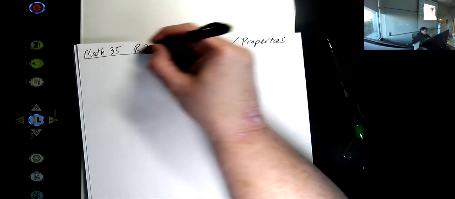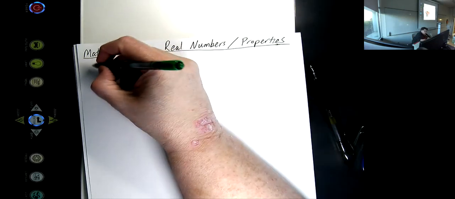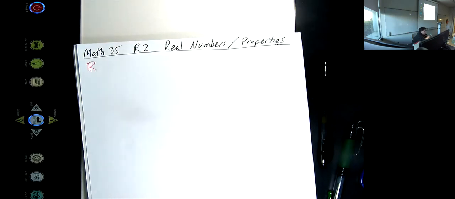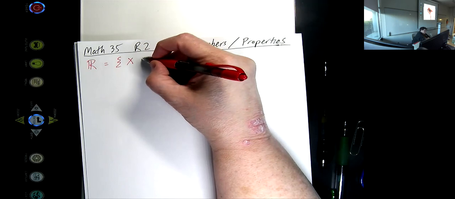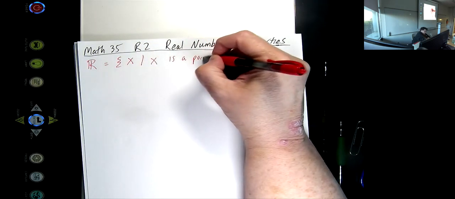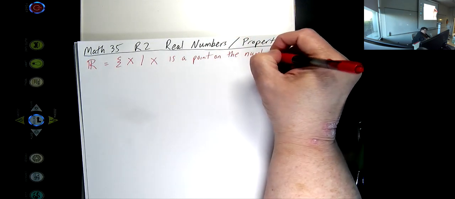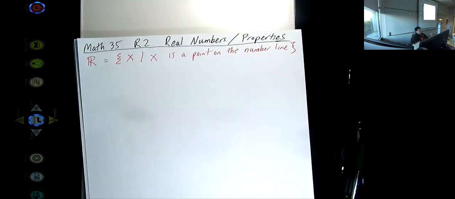Just to show you what the R symbol looks like for set notation. R, which is the real numbers, is all elements X such that X is a point on the number line. How is that for the most useless definition ever? If I make a line and I put numbers on it, any number that exists is on that line.